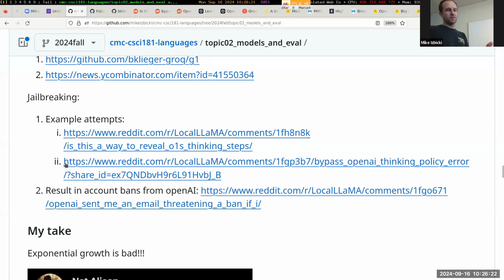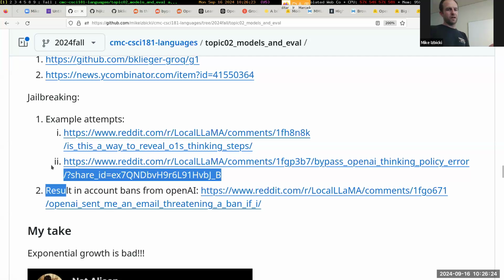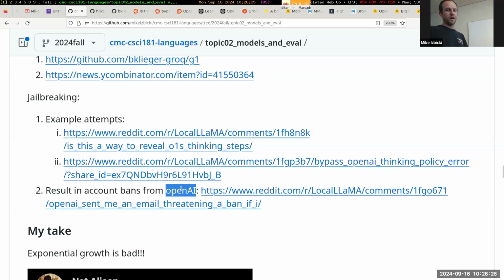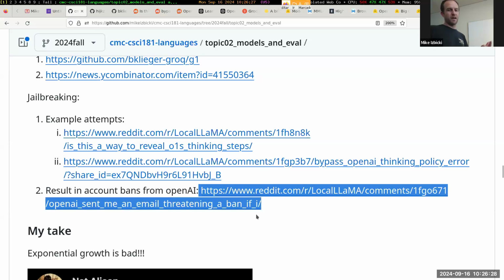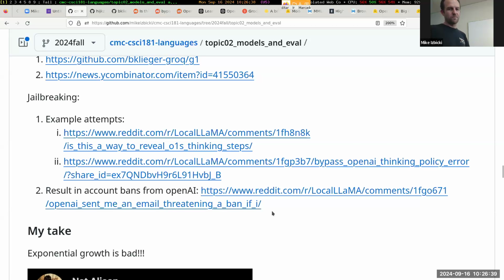People have already been able to jailbreak these models, get access to some of the internal stuff over here. And OpenAI, back to that meme about being closed AI, is threatening to cut off anybody's OpenAI API keys if they detect they might be doing that. So I don't know, fun things to take a look at, but we won't talk more about that in class.